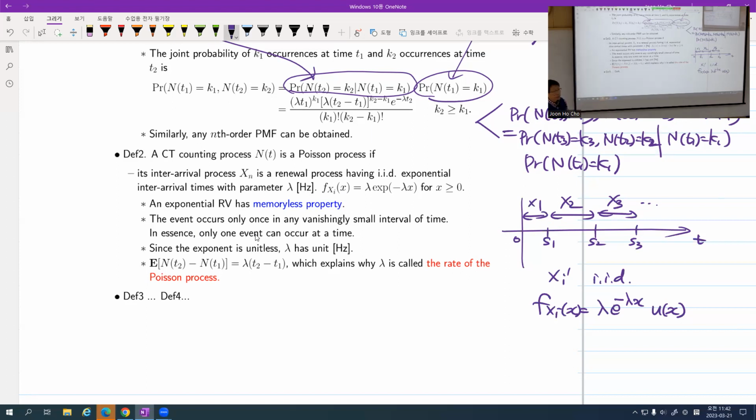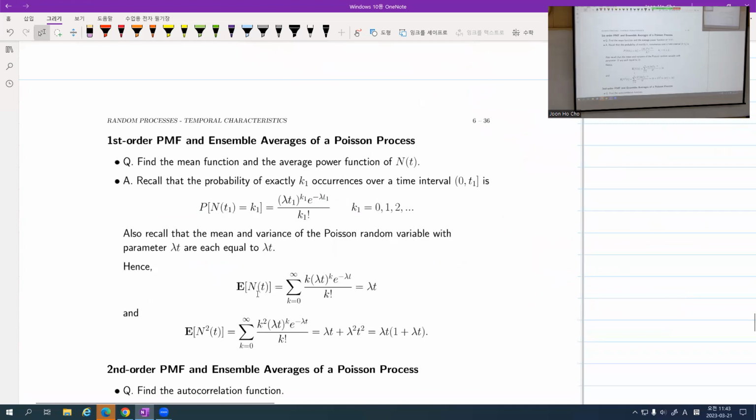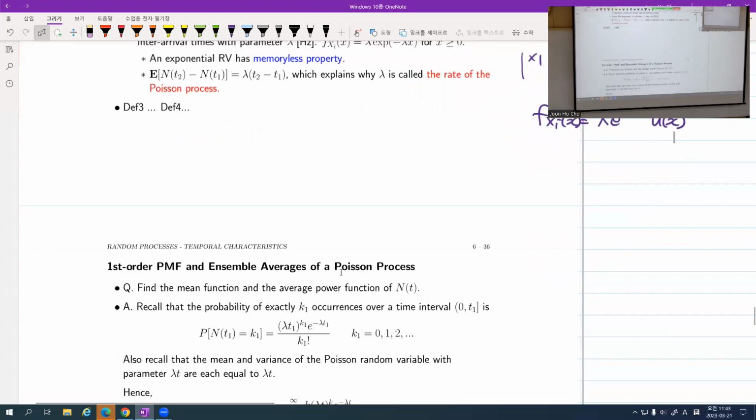Any idea of how to find the first order probability mass function given this inter-arrival process property? And it's all up to you, okay? So I will give it to you as a homework problem, okay? And there are many other definitions, definition 3, 4, and they are much more complicated, okay? So definitions 1 and 2 are not all the definitions. Actually, definitions 3, 4, 5, 6 are more important, but it's out of this course's scope, I believe. Got it? So we are almost done. They talk about almost the same thing. But anyway, let's move to the moments.